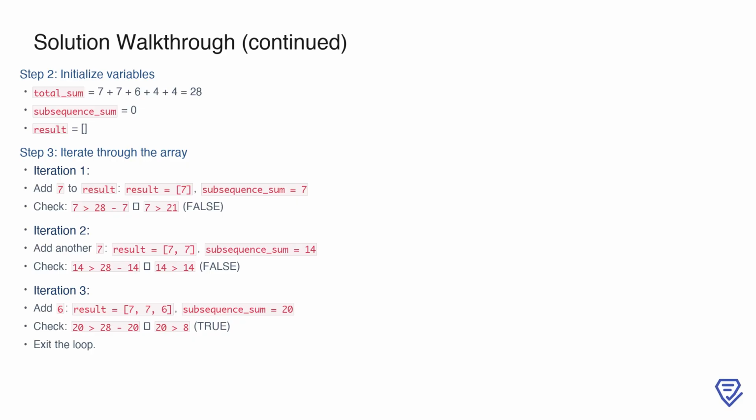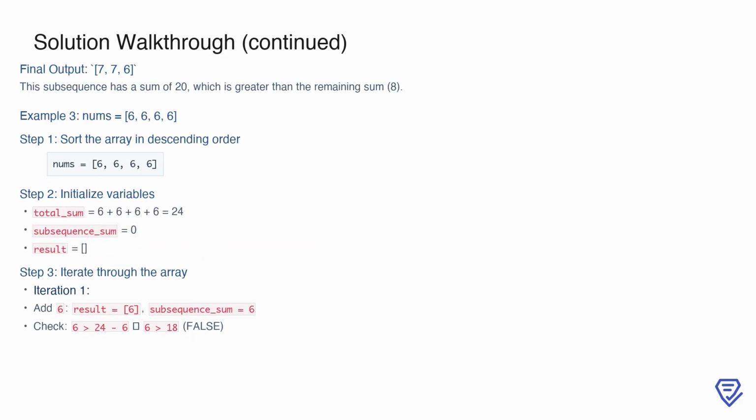In the third iteration, we add 6 to the result list. Now, result becomes 7, 7, 6, and subsequence_sum is updated to 20. This time, 20 is greater than the remaining sum of 8, so we exit the loop. The final output for this example is 7, 7, 6. This subsequence has a total sum of 20, which is greater than the sum of the remaining elements, 8.